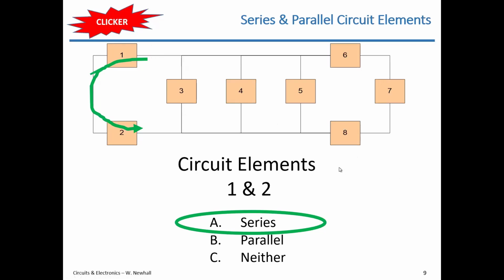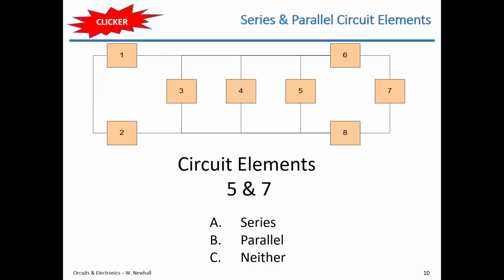Okay. All right, try this one. 5 and 7, series, parallel, or neither? So take 30 seconds. See if you can figure that out. And think about those rules. If current flows through 7, does it necessarily flow through 5, or do they connect to the same 2 nodes?